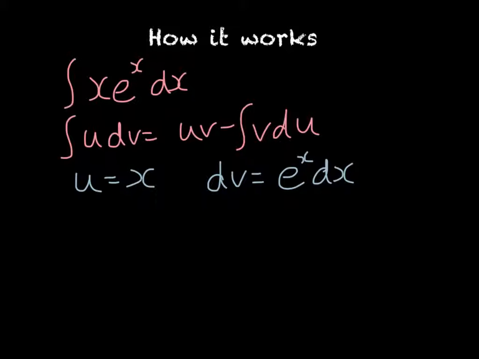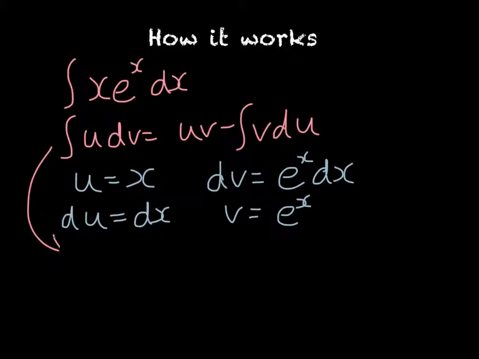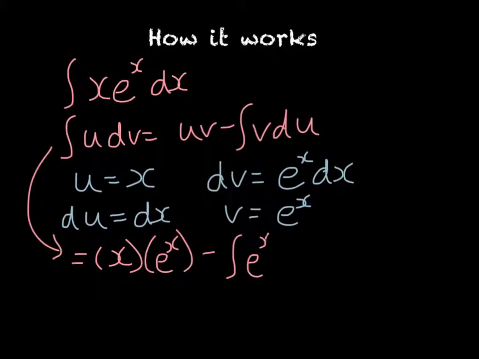At this point, all I have to do is plug things into the formula. In order to do that, I'm going to have to figure out what v is, and what du is. So I'll go ahead and do that. du is just equal to dx, and v is equal to e to the x, just by integrating normally. And so now I can say that our integral equals x times e to the x minus the integral of e to the x dx.